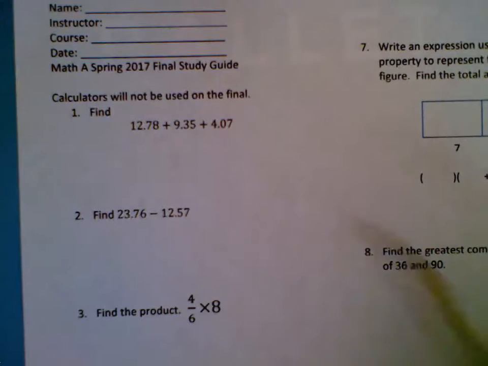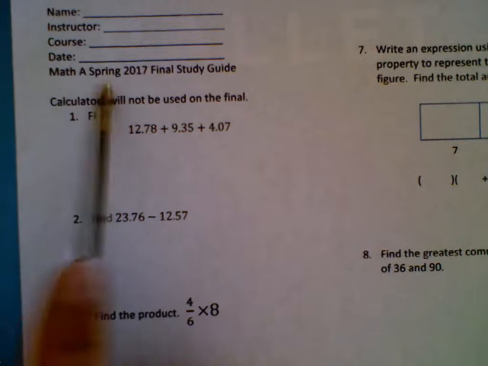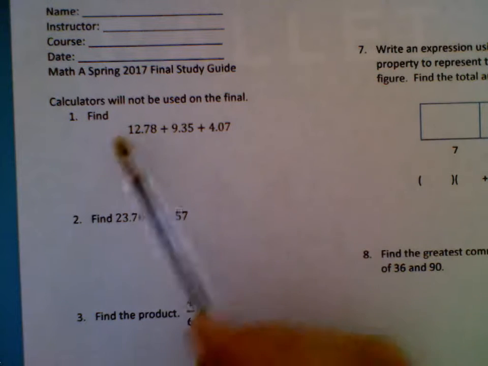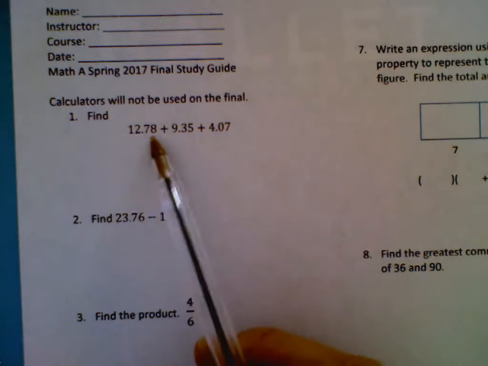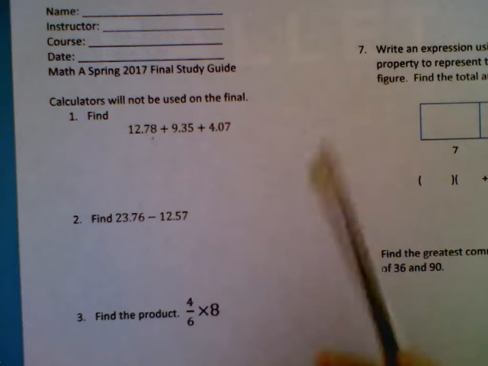In this video, we're going to be going over page 1 of the study guide for Math A. So the first question asks to find 12 and 7/800ths plus 9 and 3/500ths plus 4 and 7/00ths.